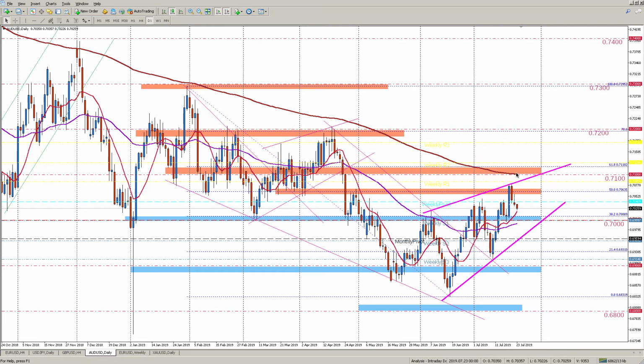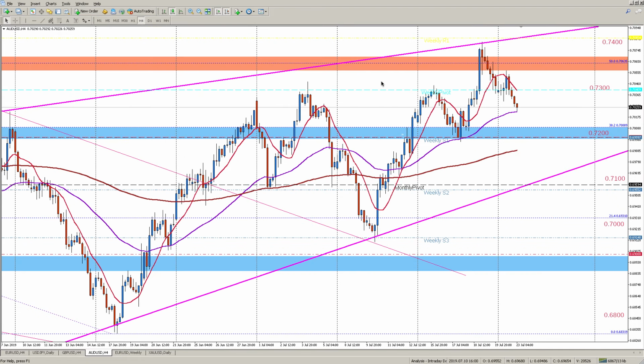So, and of course the 200 EMA on the daily chart. We look at the 4-hour chart, you can see that it's found support now at the 55 period EMA, and potentially there could be a bounce back up to the weekly pivot, and an attempt to retest the 0.700 level.